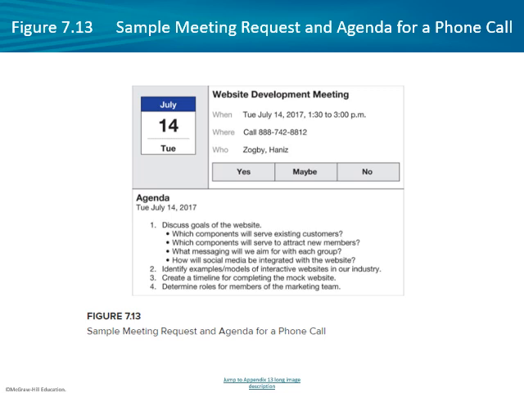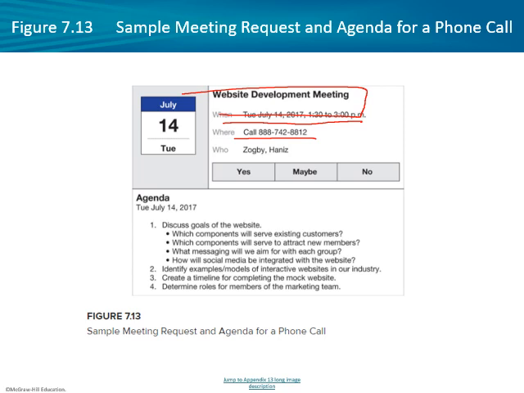Sample meeting requests, agendas for a phone call. All right, so this is very formal, might be overkill in a lot of situations. But you can see it's clearly set up who to call. Oh, this is a website development meeting. Okay. It said it was a phone call. Or I guess maybe it is a phone call. So it's a phone call about a website. Okay. It took me 3 tries.